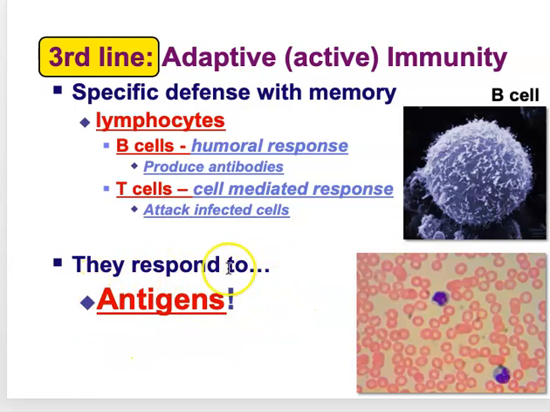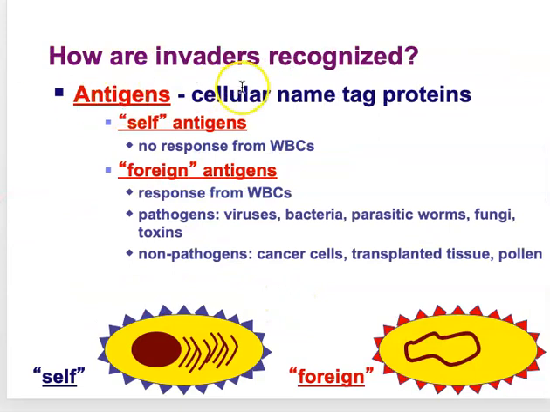You've already been exposed to this word in the blood type subunit. Antigens are going to be these cellular name tags. If you recall, if you are blood type A, that means that you have a cellular name tag in the cell membrane of your red blood cells, which is type A. So you have some proteins in the red blood cells which signify that this red blood cell is type A. Those are your antigens, so they're cellular name tags.